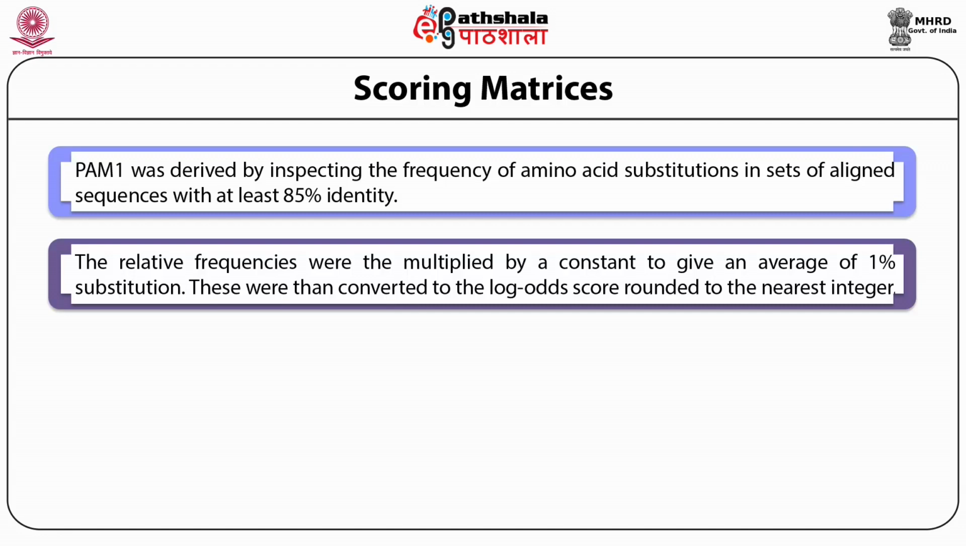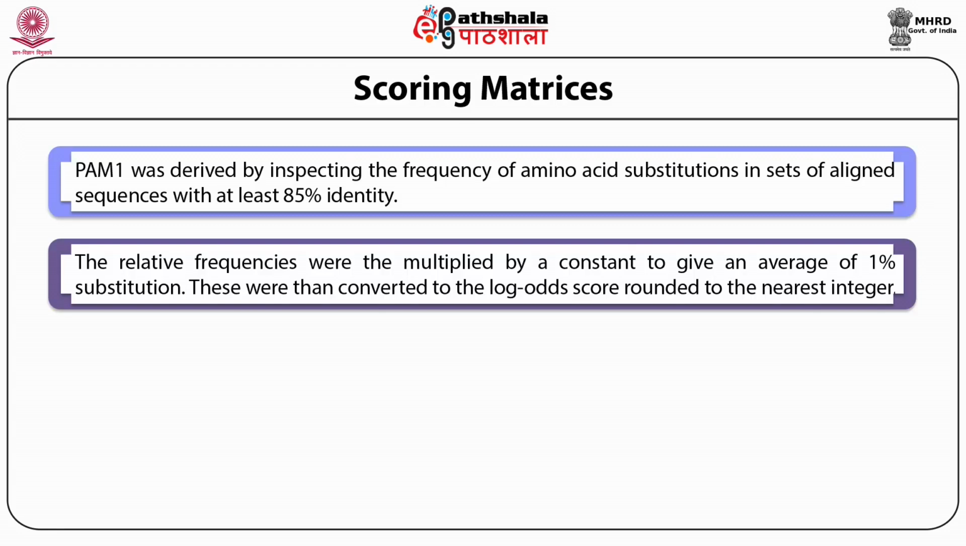Now having done that with this PAM1, which was derived by inspecting the frequency of amino acid substitutions in aligned sequences with at least 85% identity, one gets the relative frequencies and one can construct this log odds matrix. Now while this is perfectly fine, this cannot be used to align any arbitrary pairs of proteins because they would have much larger divergences. Remember, this matrix was created specifically with a set of proteins which were more than 85% identical. So what does one do for proteins which are maybe 20%, 30% or 40% identical? Clearly, the PAM1 matrix is not very suitable in that case.